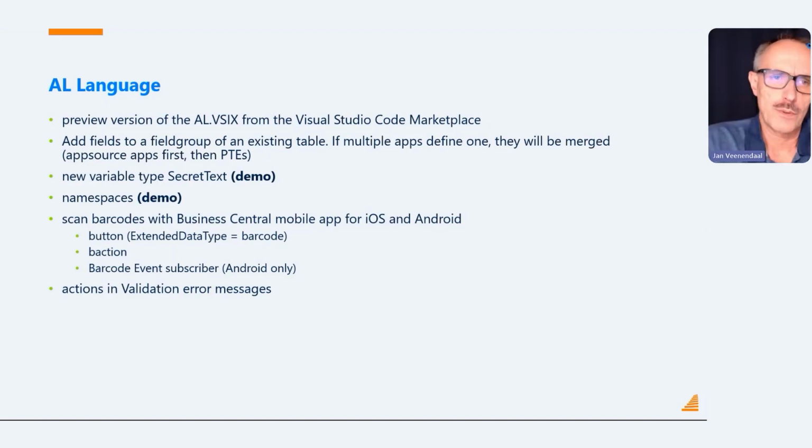Second thing that we can do now is we can add fields to a field group in an existing table. Field groups are used for the drop-down menus. If you select a field, then you get this nice little list that shows you some data. You can now add fields to that. Even if there is not one, you can create one. And if multiple apps create a field group on the same place, they will be merged. And the order there is important: the source apps will come first, and then at the end, the pertinent extension apps will add data.